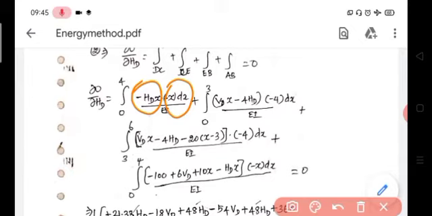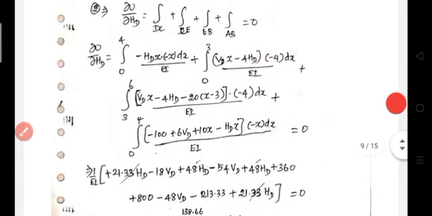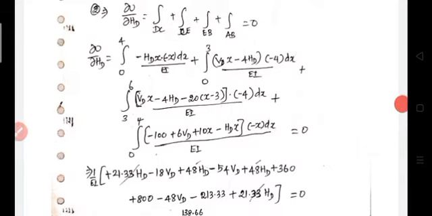Then for the CE portion, limit 0 to 3, the moment equation is Vd into x minus 4 Hd, then dou mx by dou Hd is equal to minus 4. Likewise the third portion, the EB portion, then the AB portion. Then finally integrate this equation, then substitute its limit.